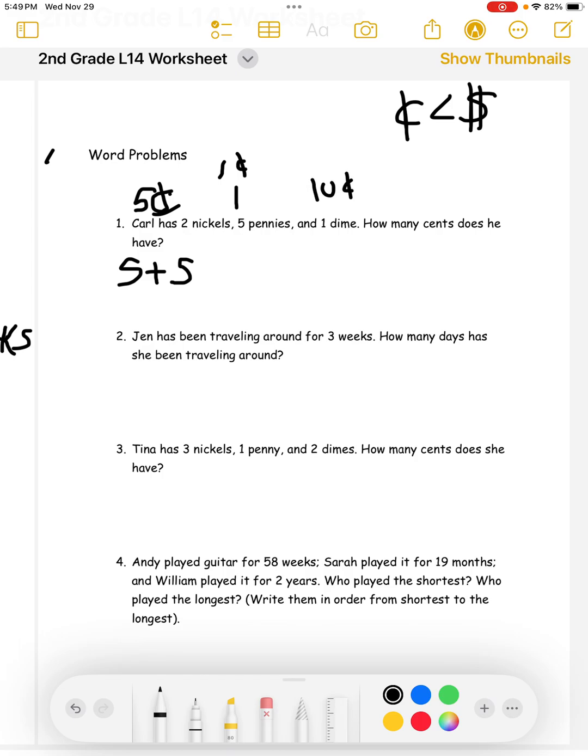So we could write down 1 5 times, but that's going to be harder to add. So we would rather count 1 5 times. So 5 pennies, which cost 1 cent, will just be 5 cents. And then add 1 dime, and that'll equal 5 plus 5 is 10, 10 plus 5 is 15, and 15 plus 5 will be 25. So he has 25 cents.